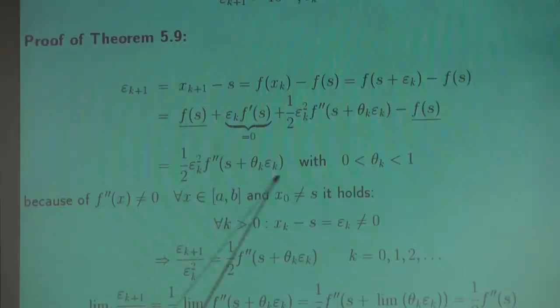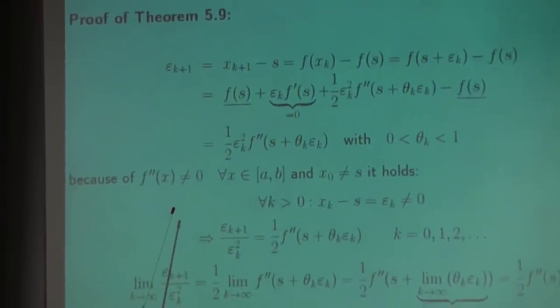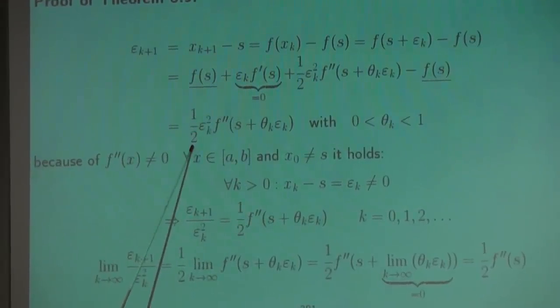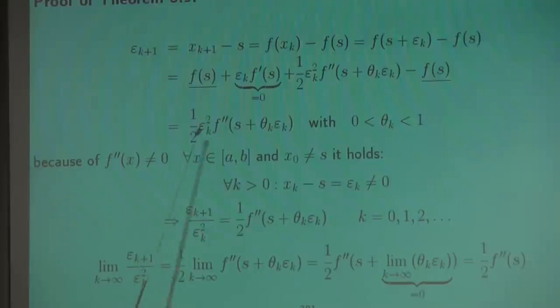Okay, so what remains is this. For some theta k between 0 and 1. Yes, also this theta should get an index k. I mean, we are almost finished. You see, we have this 1/2 here, we have the epsilon k squared here, and now we have the second derivative at s plus theta k epsilon k. Yes. So what's that here?